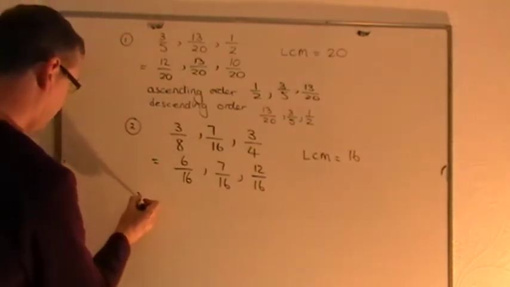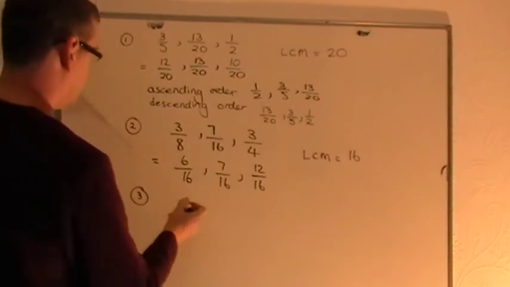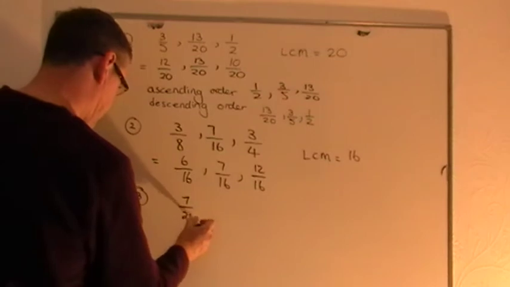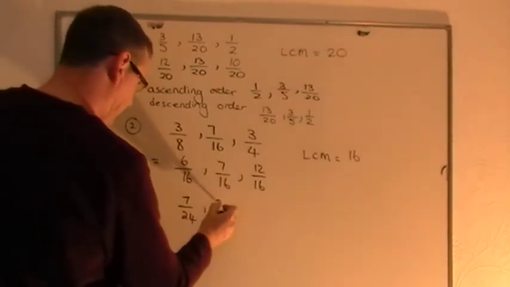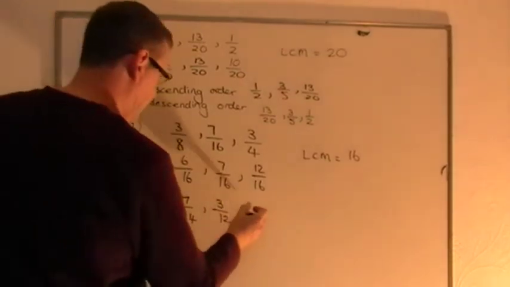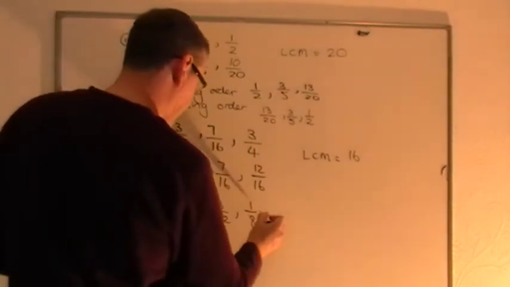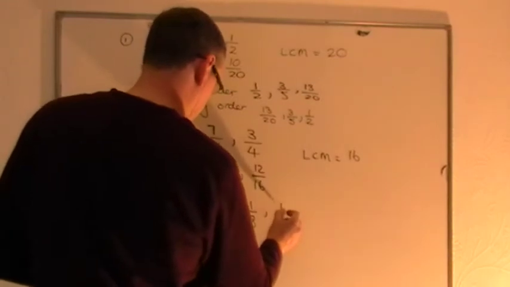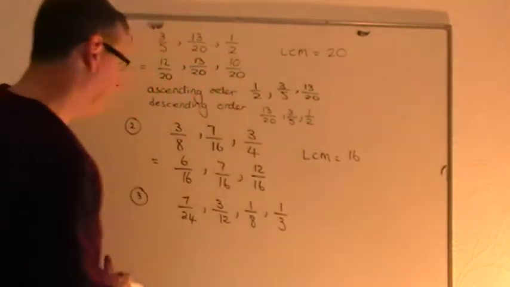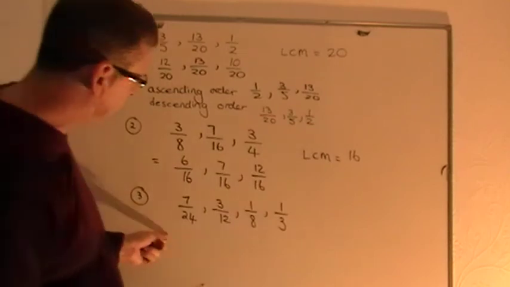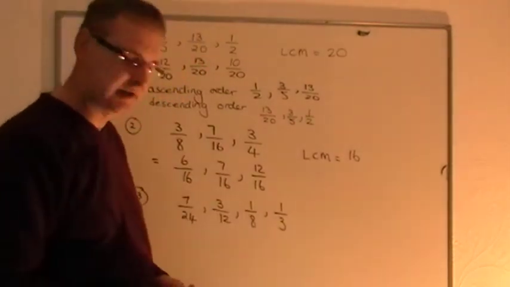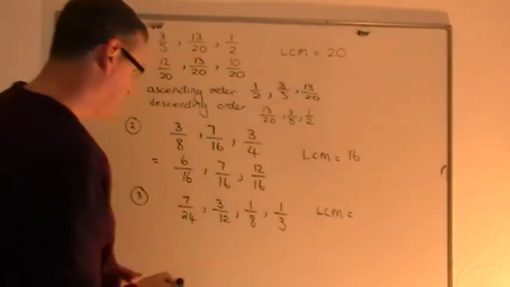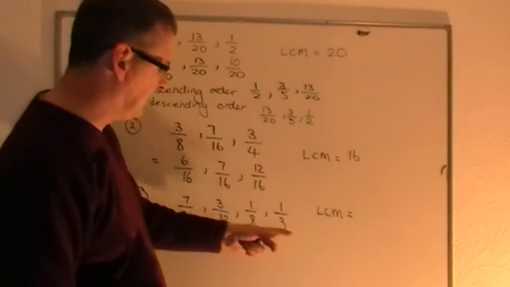Let me squeeze another one in here, number 3. What about, here we go, 7/24 together with 3/12 together with 1/8 together with 1/3. Okay, I have got to now compare those fractions in size. Well, I would work out the LCM, the smallest number that 24, 12, 8 and 3 will all go into.